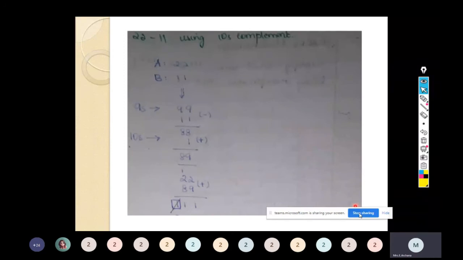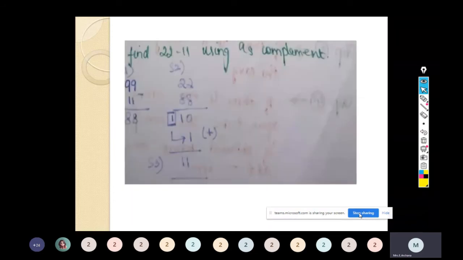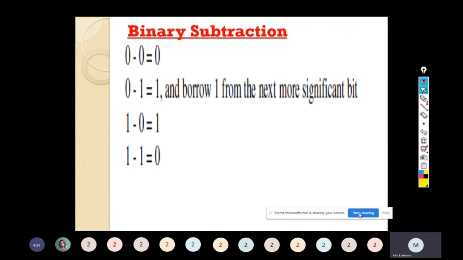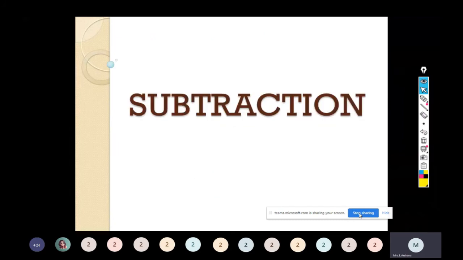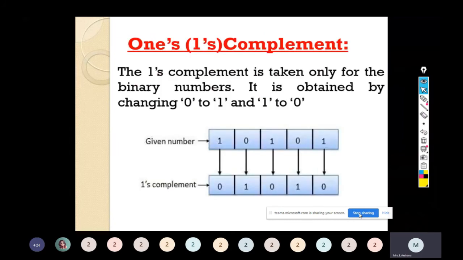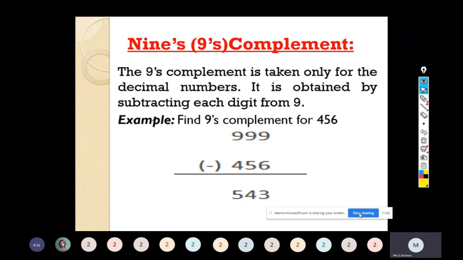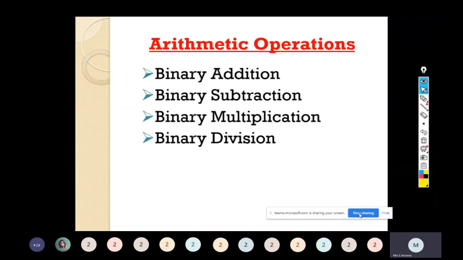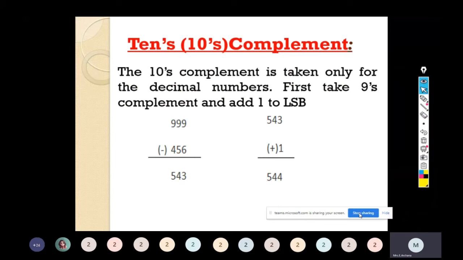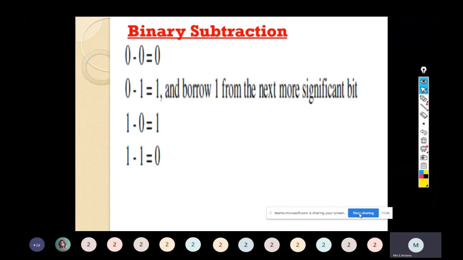Yes, that's all we have seen about the subtraction concept. 1's complement: 0 to 1, 1 to 0. 2's complement: obtain the 1's complement and add 1. 9's complement: every digit is subtracted from 9. 10's complement: the 9's complement answer is added with 1. These are the rules for binary subtraction: 0 minus 0 is 0, 0 minus 1 is 1 with borrow 1, 1 minus 0 is 1, 1 minus 1 is 0.